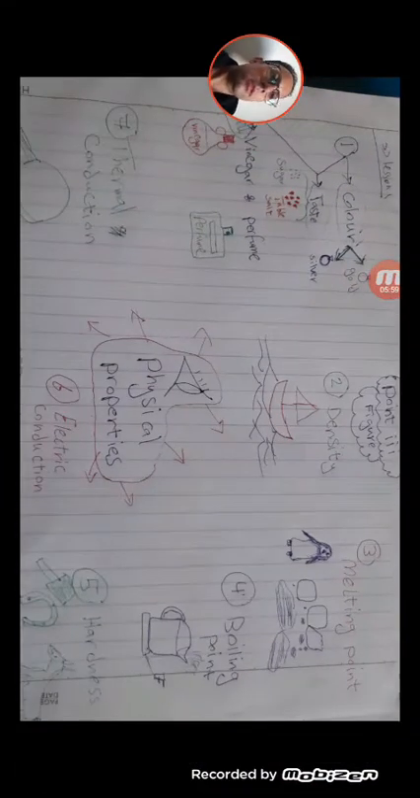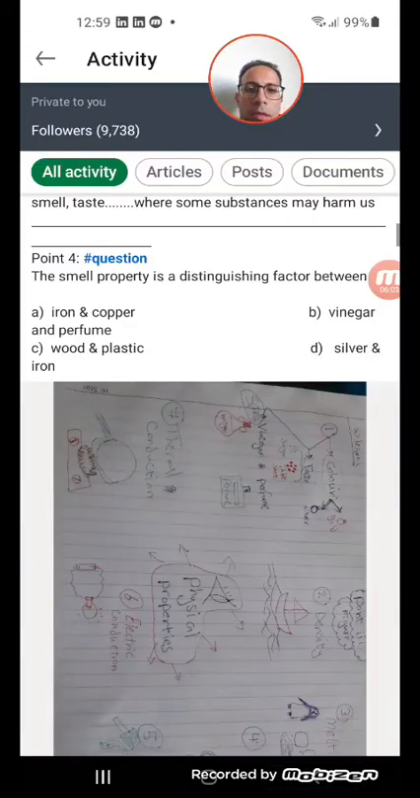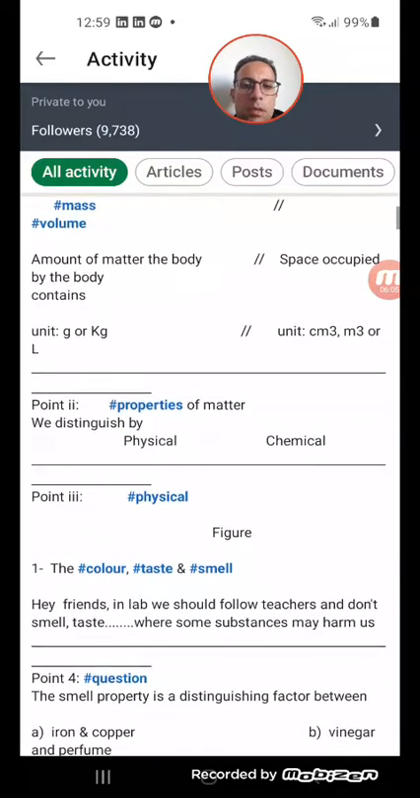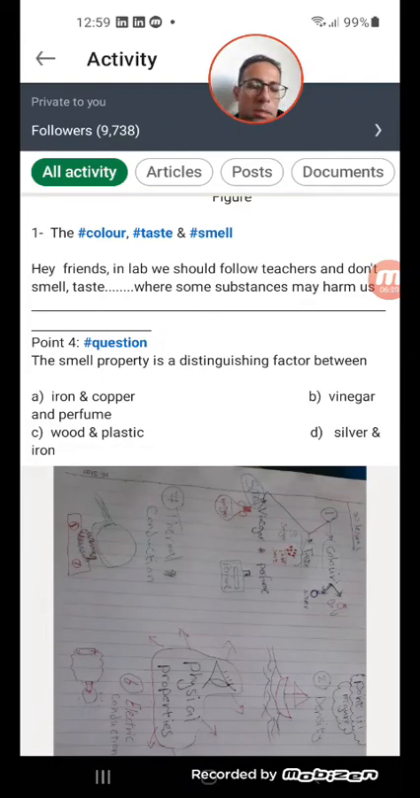Okay, let's transfer to the post to see if we missed something. Okay, physical properties about color, taste, and smell. And actually, this is the point we'll talk about.